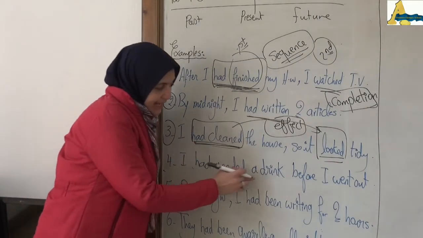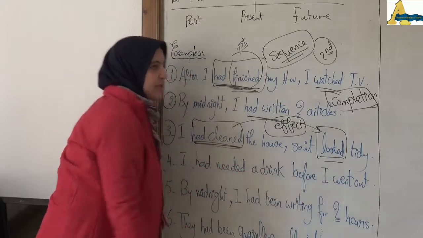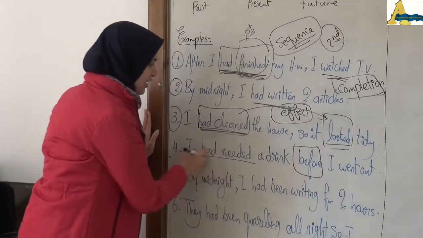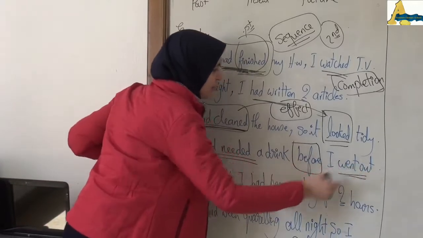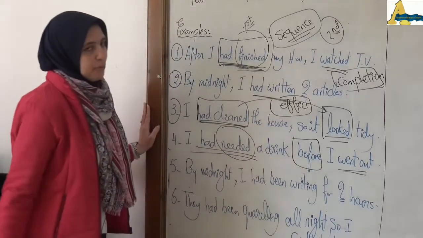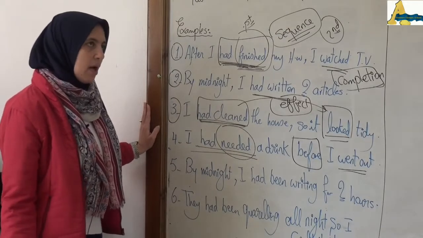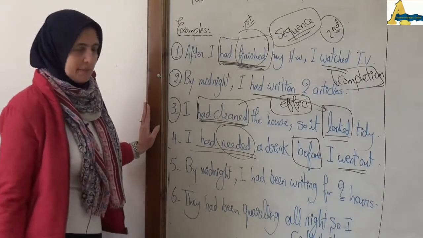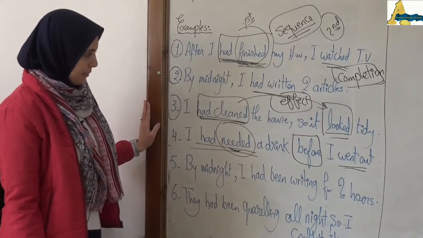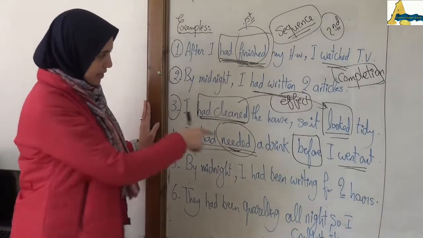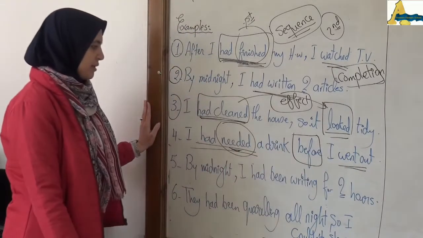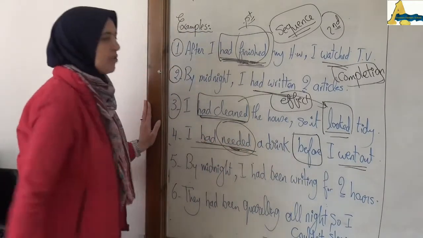I had needed a drink before I went out. Before, so there's a sequence. The first action, needed a drink. The second action, went out. The verb needed is a stative verb, so I can't say I'm needing or I was needing. So it has to be put in the simple tense. I have here the simple tense and sequence to put events in order. The first one came in the past perfect simple.